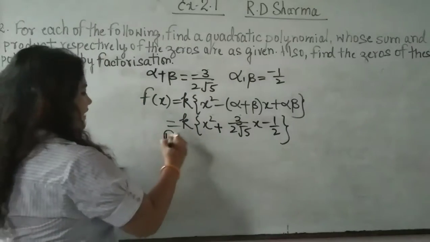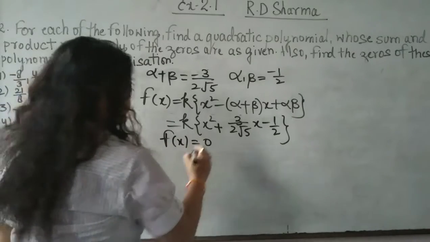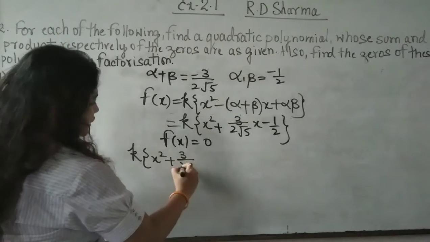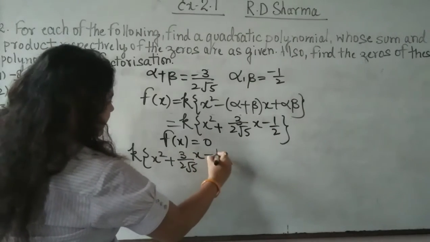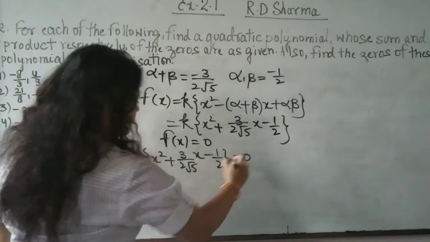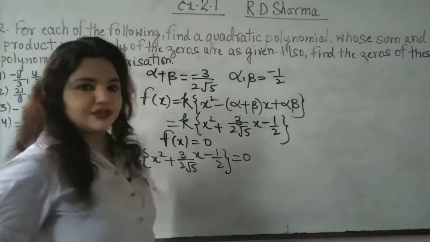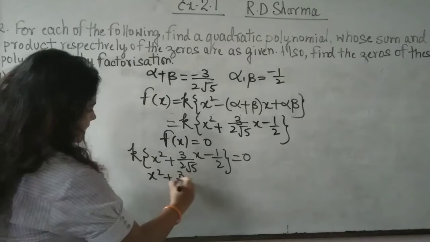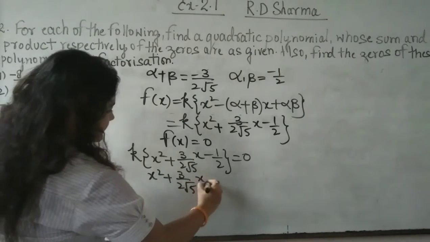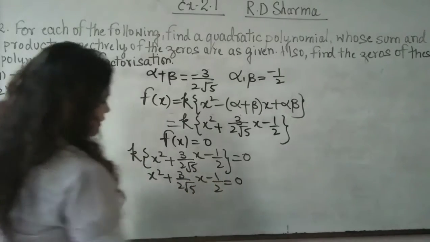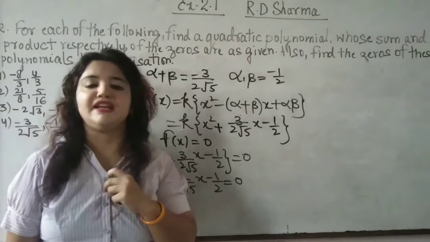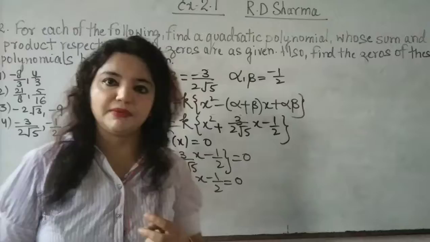We are going to solve f(x) = 0. That means kx² + (3/2)√5x − 1/2 = 0. k I am sending to that side, so it will also become 0. So we are left with x² + (3/2)√5x − 1/2 = 0. This polynomial equation is not in simple form, so by taking the LCM, we are going to convert it into simple form.